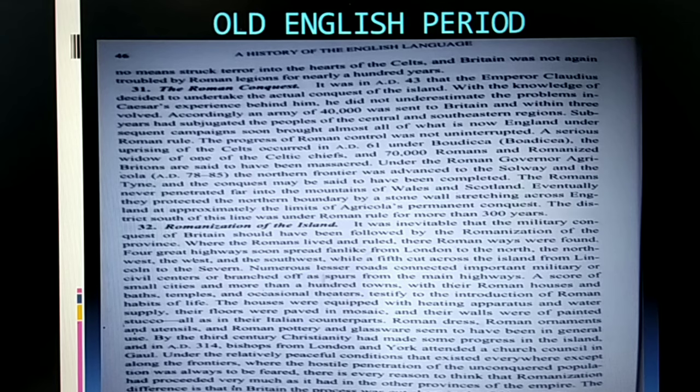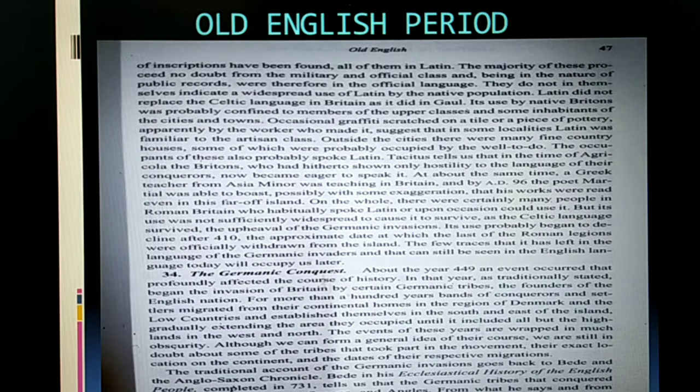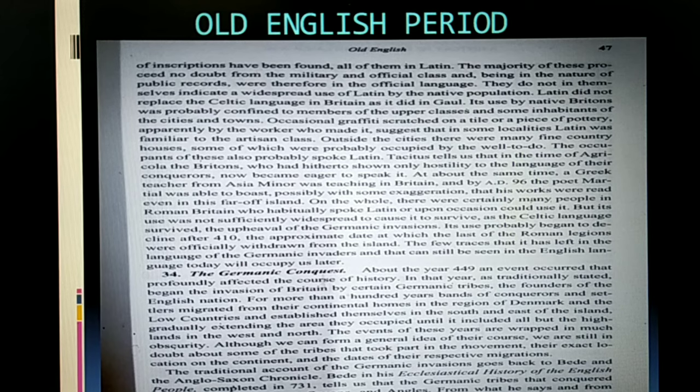Among the other evidences of Romanization must be included the use of the Latin language. A great number of inscriptions have been found, all of them in Latin. The majority of these proceed, no doubt, from the military and official class, and being in the nature of public records, were, therefore, the official language. They do not in themselves indicate a widespread use of Latin by the native population. Latin did not replace the Celtic language in Britain as it did in Gaul.